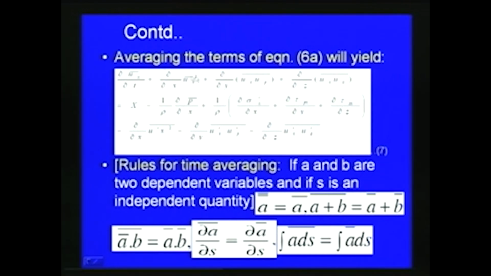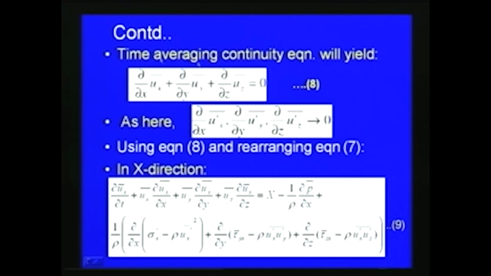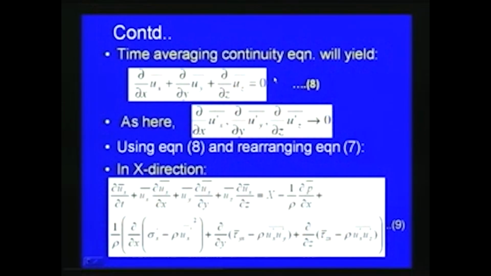Here the process is we have averaged the terms of equation 6a to get equation 7. Now, if you apply the time averaging concept to the continuity equation, for turbulent flow we are using a mean flow component and then a fluctuating component. So we can write the continuity equation as ∂ū_x/∂x + ∂ū_y/∂y + ∂ū_z/∂z = 0, equation number 8.